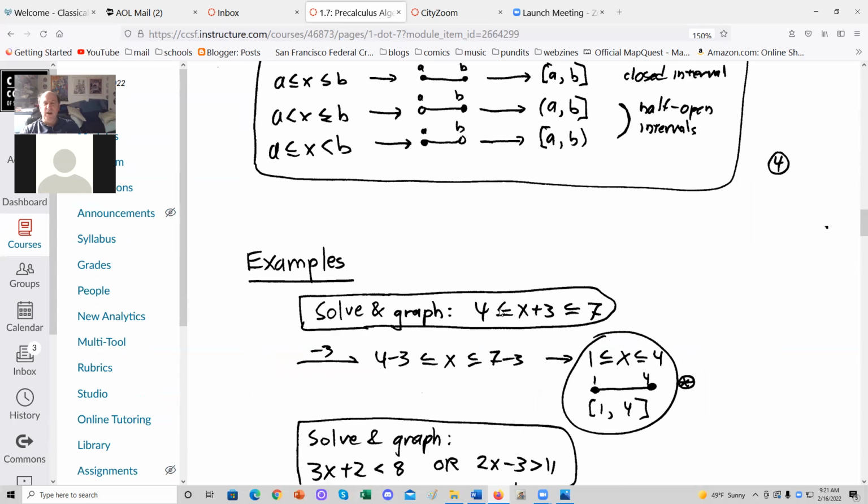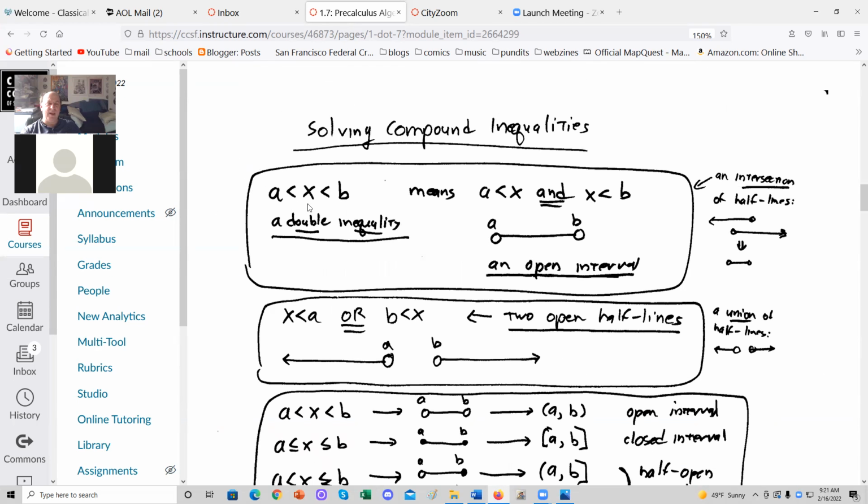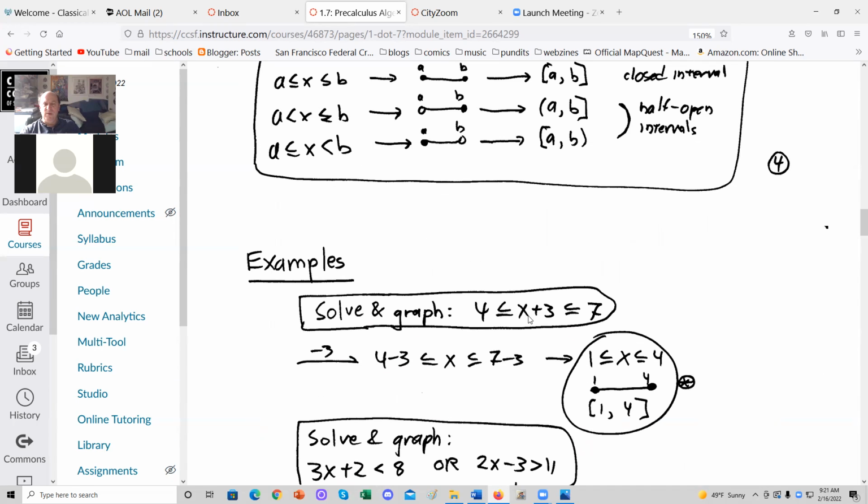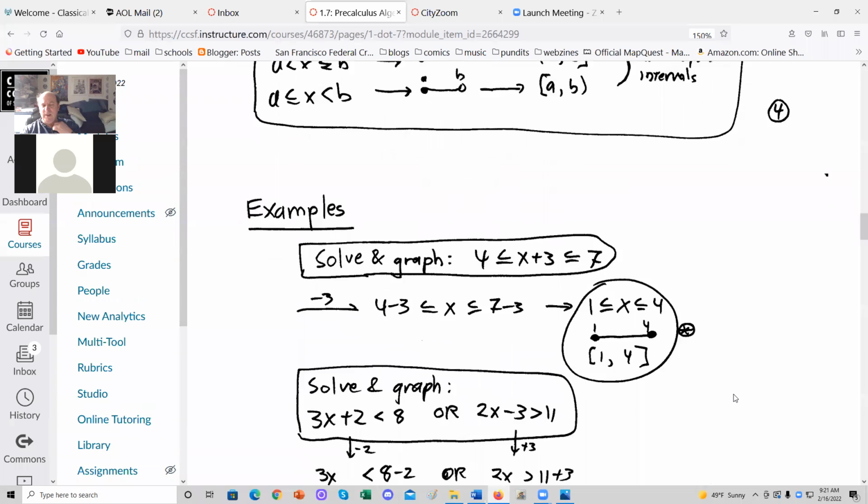So for example, 4 less than or equal to x plus 3 is less than or equal to 7. We want to isolate x between two things, a something x something b. So what we'll do is subtract 3 from all 3 parts at once. So 4 minus 3 less than or equal to x less than or equal to 7 minus 3. Because we're subtracting, that will keep the inequality in the same direction. After a bit of simplifying, 1 less than or equal to x less than or equal to 4 is the compound inequality. It includes 1 and 4 and the points in between, a closed interval. It's denoted by square bracket 1 to 4 square bracket.